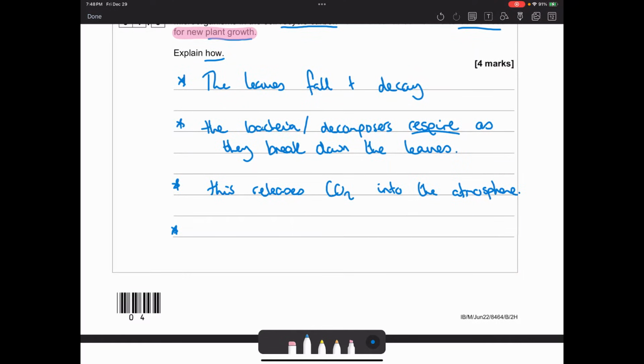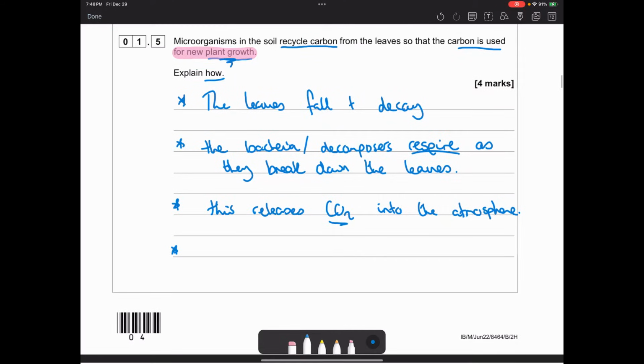The final mark is then recognising I've then got CO2 in the atmosphere, but how would it then be used for new plant growth? Well, that CO2 could then be taken in by the plants and how they make new plant growth is through the process of photosynthesis. This CO2 can then be absorbed for photosynthesis. And that would be your 4 marks there.